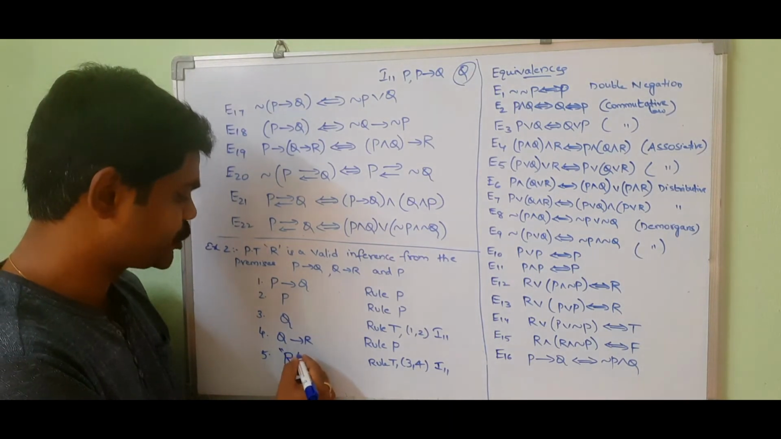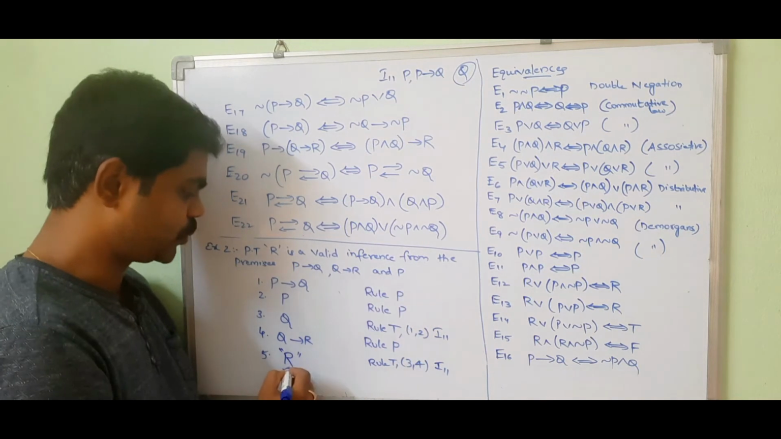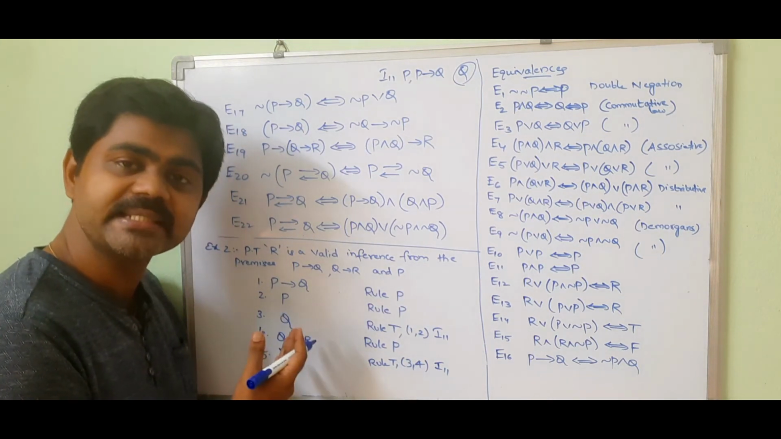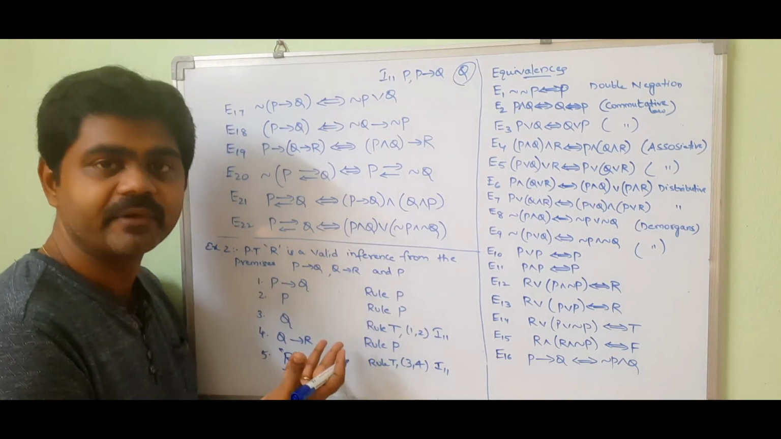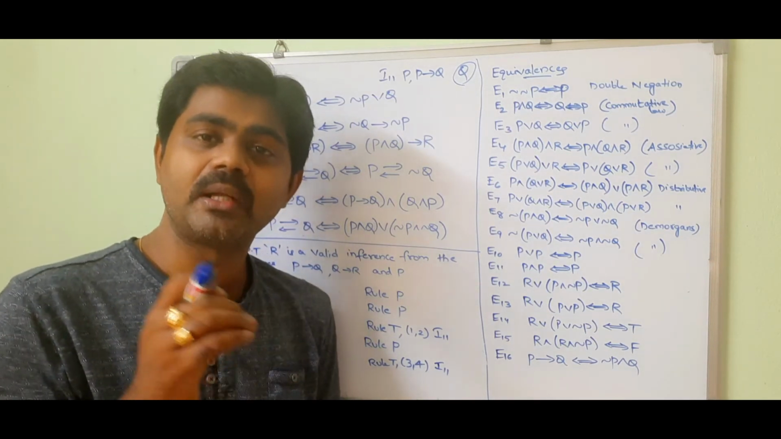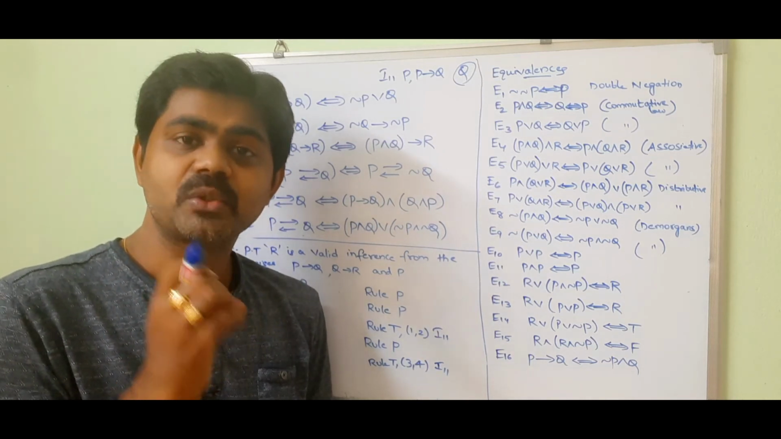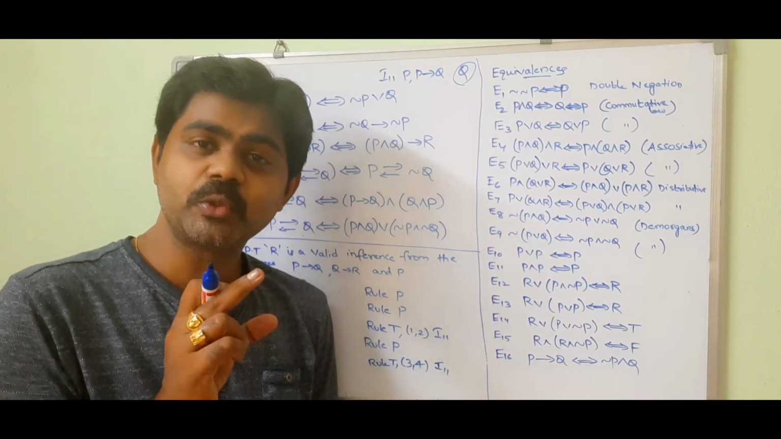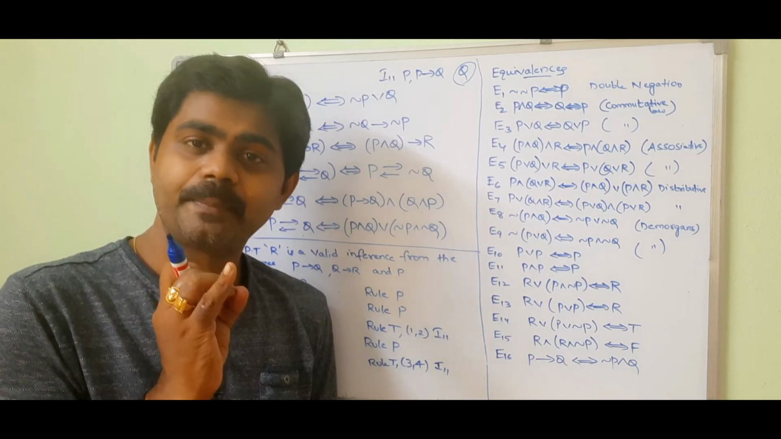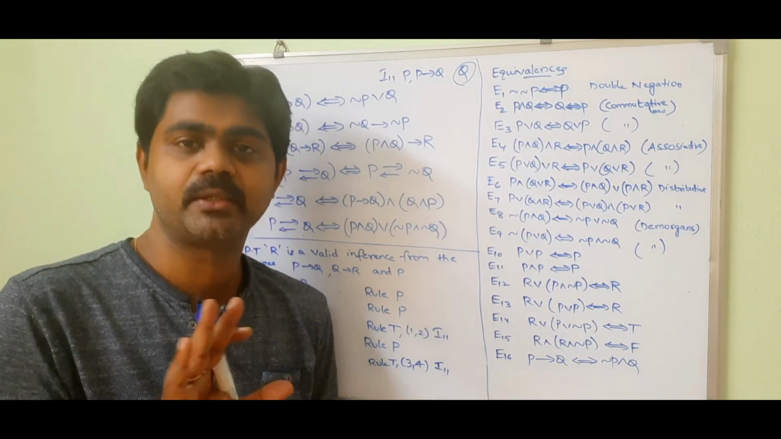So what do I need to show? Prove that R is a valid inference. So we got R, right? So from this we can say that R is a valid inference. So that's the reason I am saying please remember all these 14 implication rules and 22 equivalence rules as well as rule P and rule T, so that we can solve whatever problem they give.